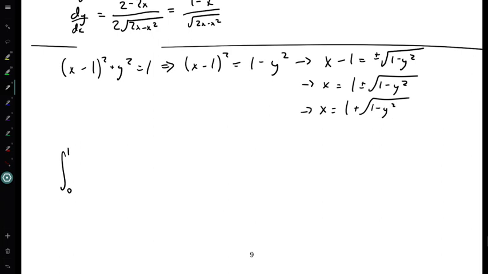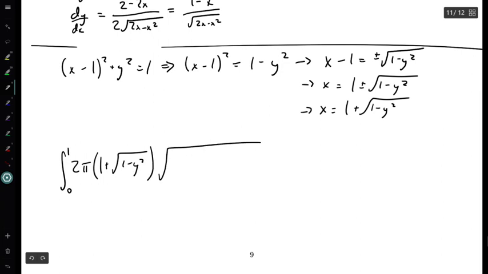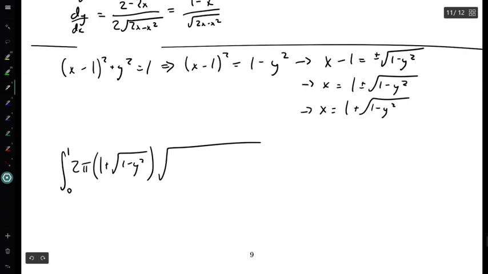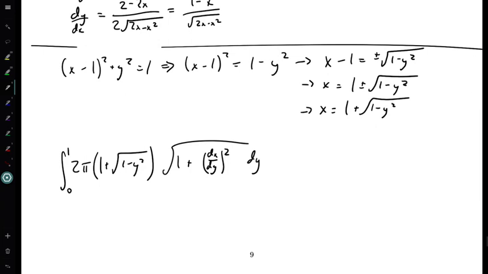Great. So now I can go ahead and fill out this information here. So 2 pi times the x-coordinate of 1 plus root of 1 minus y squared, times the square root now of, we want to be integrating with respect to y here, so what we're interested in is 1 plus (dx/dy) squared, dy. Great, so we need to take dx/dy.